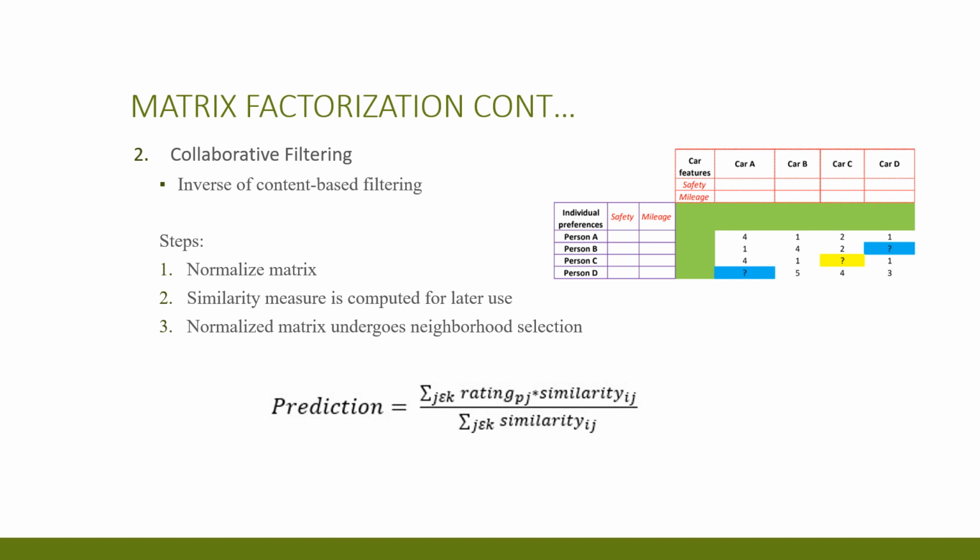The steps to collaborative filtering start with normalizing the matrix, then a similarity measure is computed for later use, and then the normalized matrix undergoes neighborhood selection, and that's where we identify the maximum similarities between ratings assigned by the users. Lastly, the rating of an item I for a specific target P is predicted based on the known overall rating. So the prediction for any combination of a person and item can be calculated using the prediction formula seen below, where K equals the neighborhood of the most similar items rated by person P, and J is the item being compared to target item I.